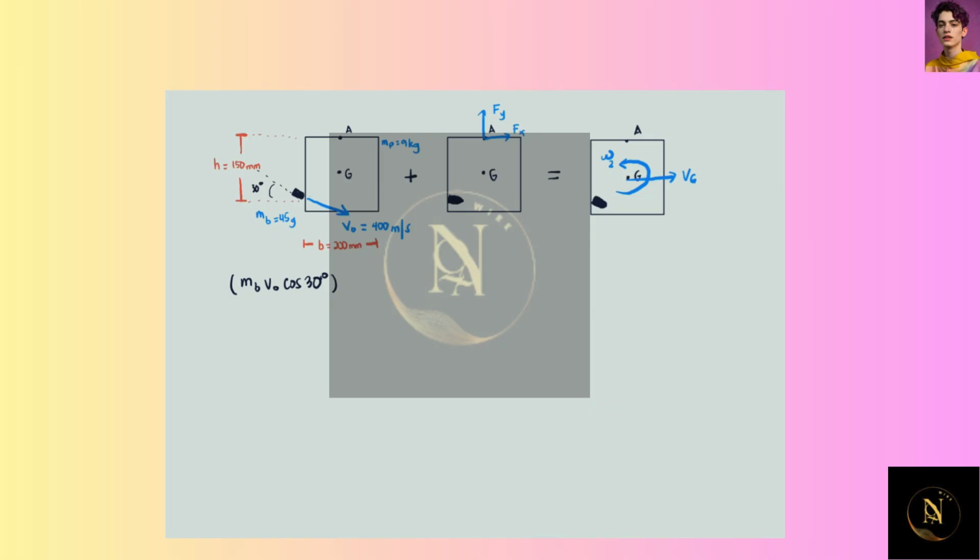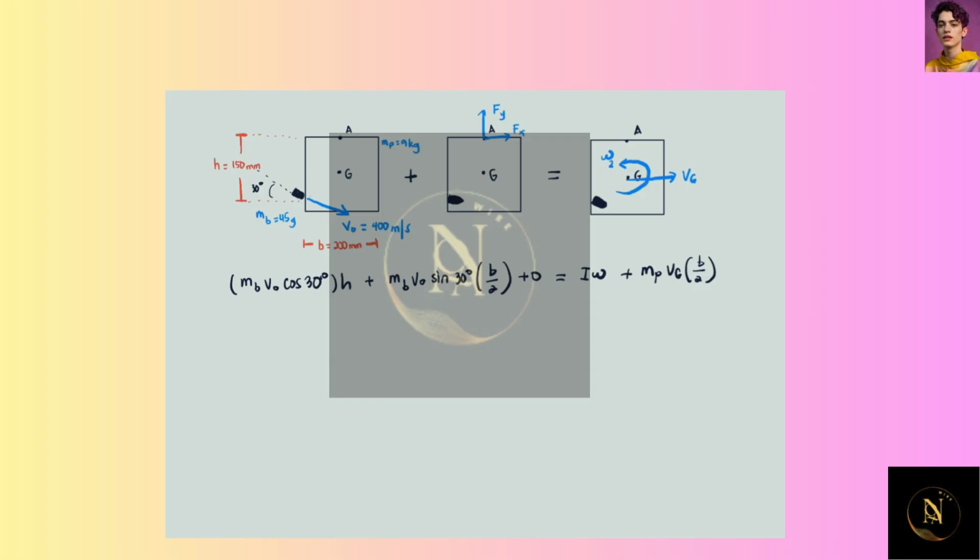And then of course the point of impact is at a distance h from A, so times h. Then plus the mass of the bullet, VO sine 30 degrees times B over 2, plus 0, equals moment of inertia times omega plus mass of the panel times velocity G. Then G is at the center, so that's times B over 2.